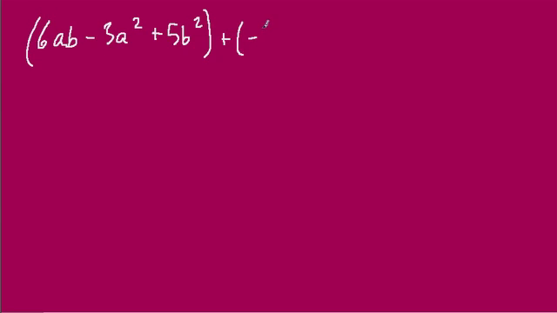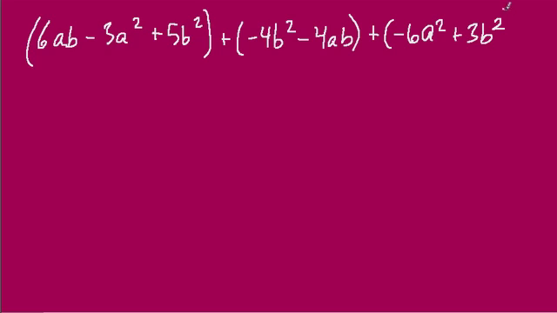Here is another problem, they tell us to add. We have 6ab minus 3a squared plus 5b squared, right? That's in parentheses, plus negative 4b squared minus 4ab plus negative 6a squared plus 3b squared.